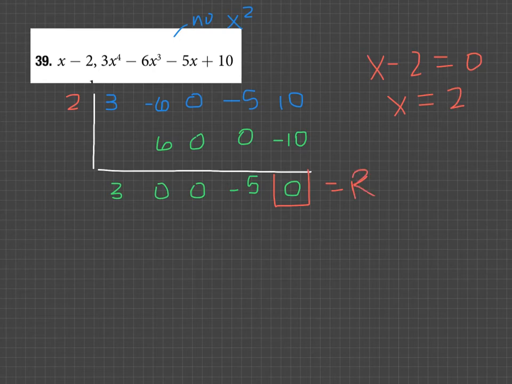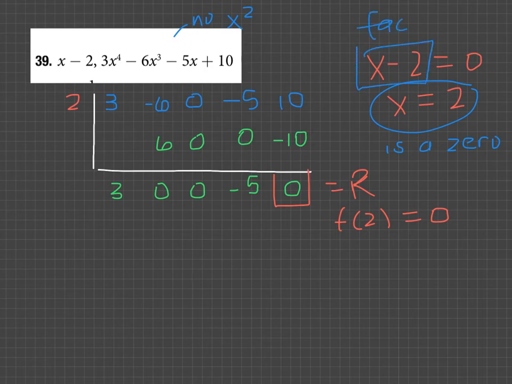So that means that f of 2 equals 0. And that's the definition of a 0. So that tells us that x equal to 2 is a 0, and x minus 2 is a factor of this polynomial. Okay, so we answered the question. It is a factor.